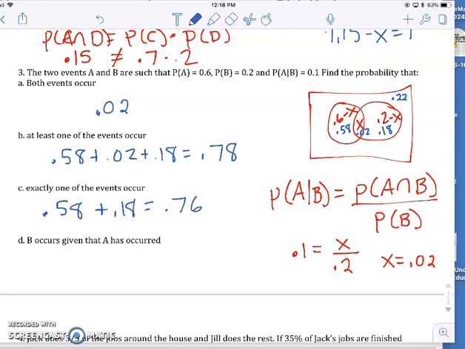That B occurs given that A occurs. So we know A happened, so we know it's one of the 0.6, and that B occurs would be 0.02.